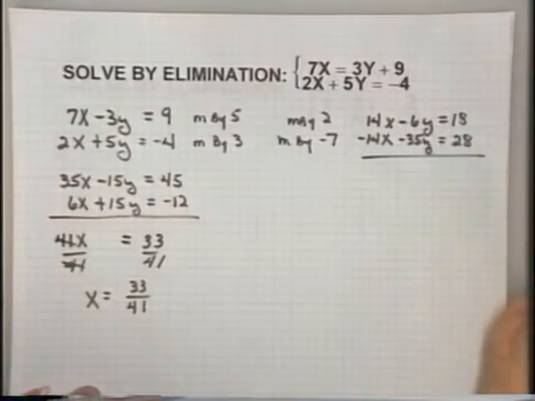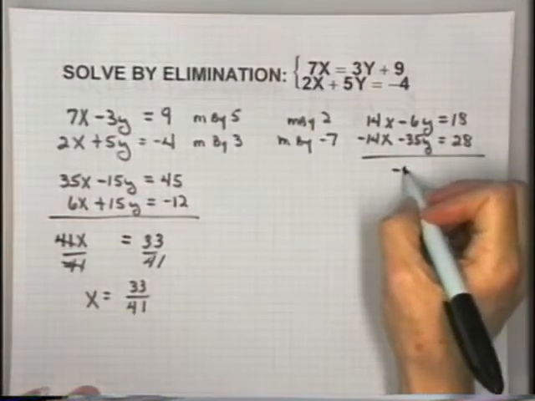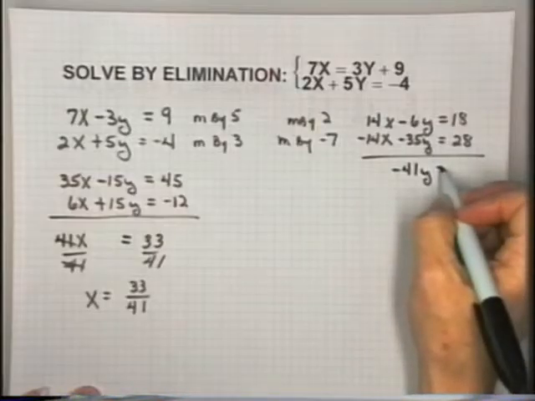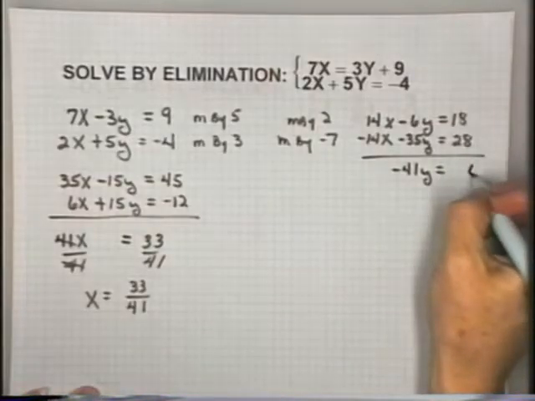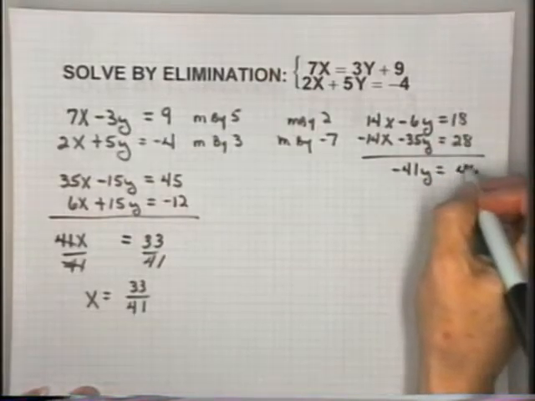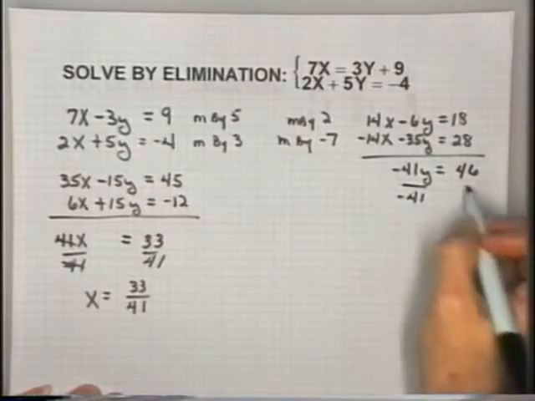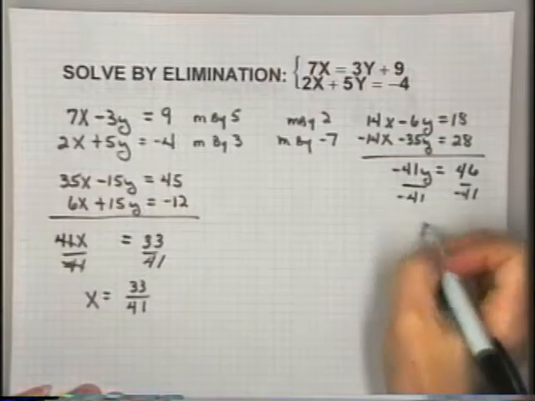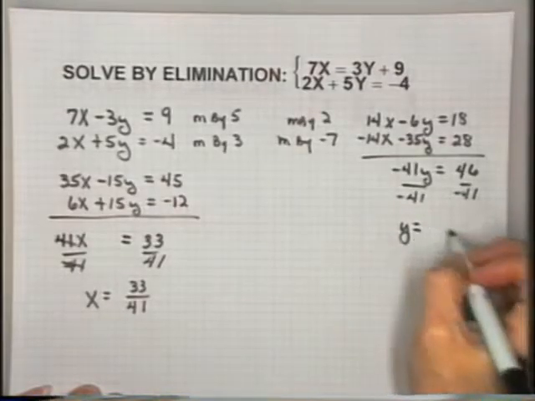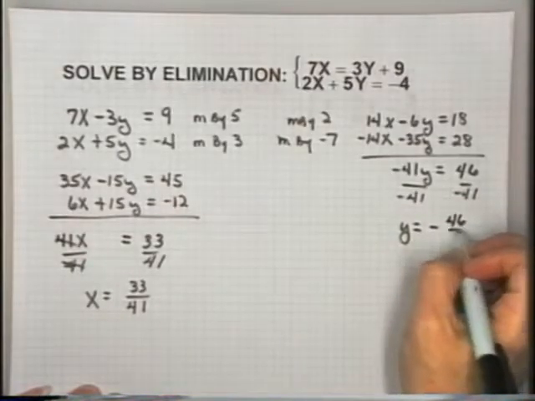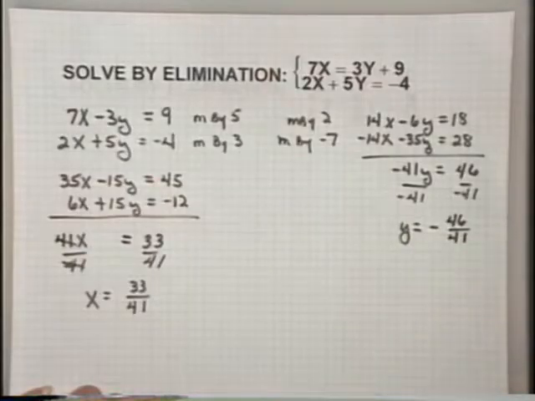Now let's add. 14x minus 14x is 0x, or 0. Negative 6y minus 35y is a negative 41y. And adding 18 and 28 is 46. We will divide both sides by negative 41. That gives me positive y. I'll have a negative 46 over 41.